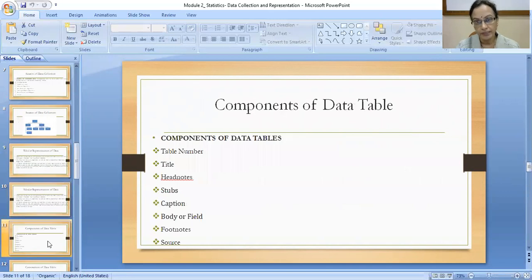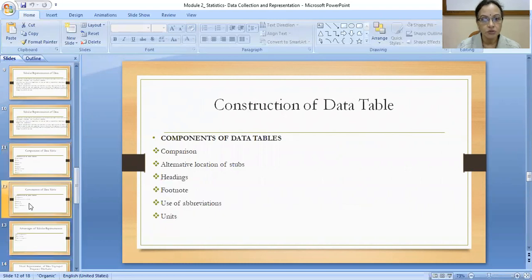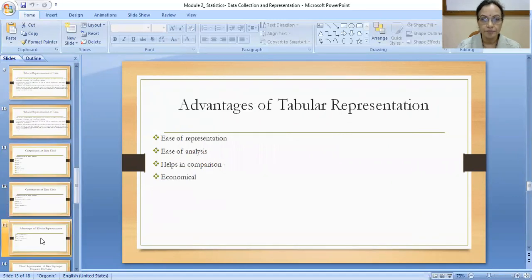Now, components of a data table. The components of data tables are table number, title, head notes, stubs, caption, body of the field, footnotes, source. So these are the components. Then we shall see the construction of a data table, and the components of data tables are comparison, alternative location of stubs, headings, footnotes, use of abbreviations and units.